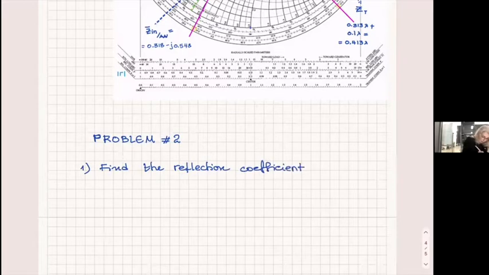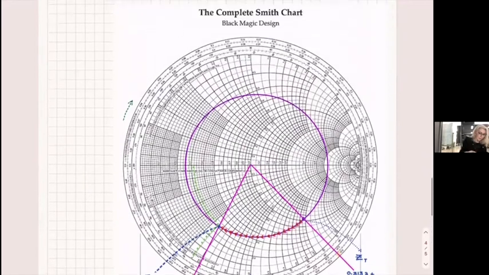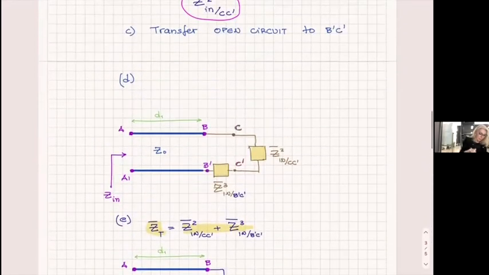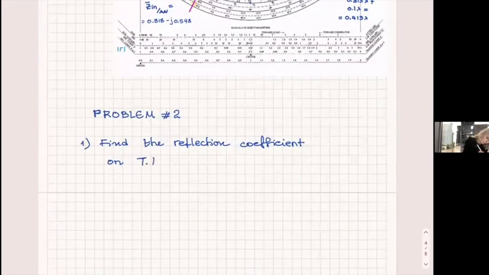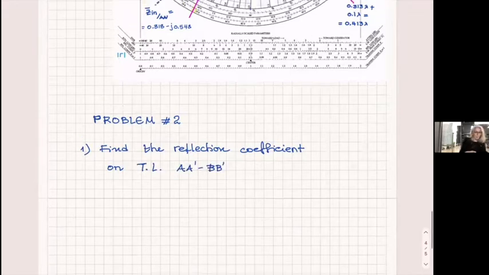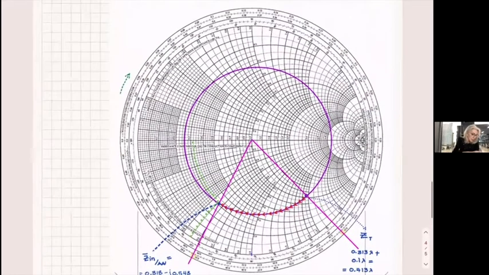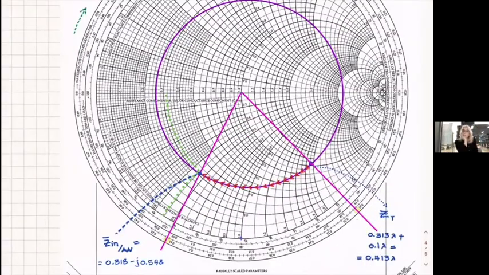on the line, how do we call that? On this line, on the line AA prime, BB prime. We want to find the reflection coefficient on transmission line AA prime, BB prime. Okay? Who is going to tell me how to do that? That's the circle. The purple one is the circle for that transmission line. So who is gonna tell me how to do this? First, you mean like a straight line? Yes, from where? Well, I think you start on the left side of the circle.